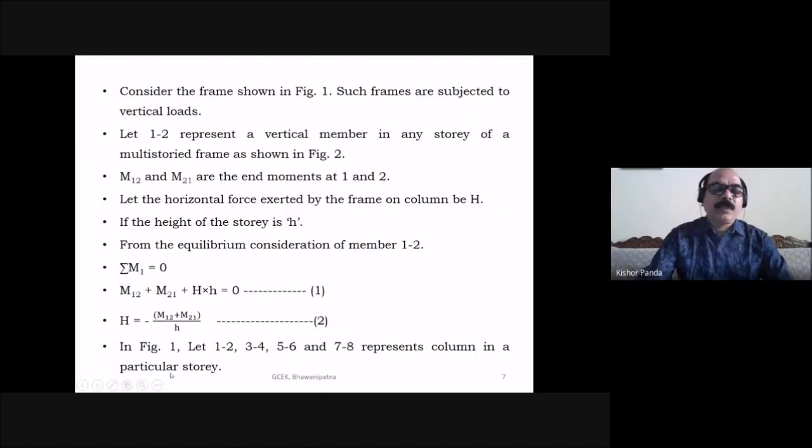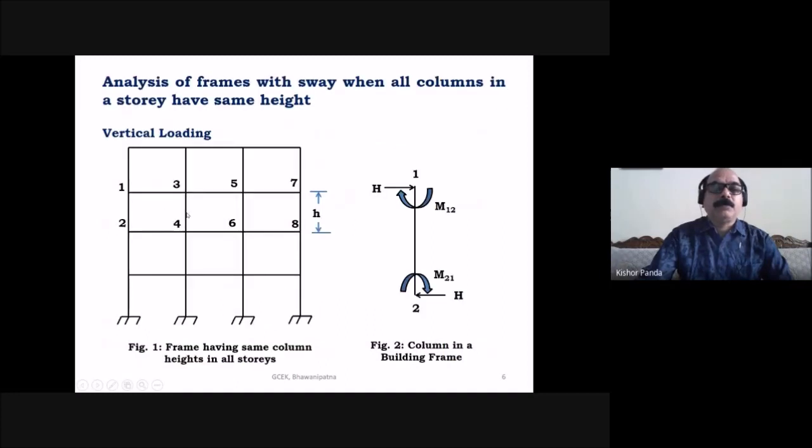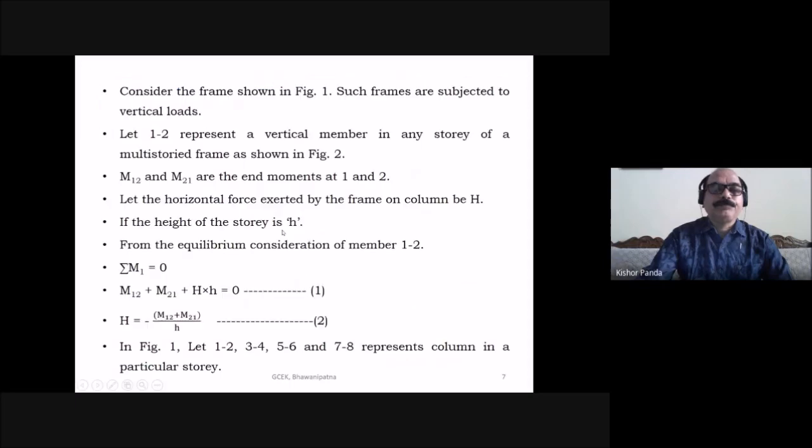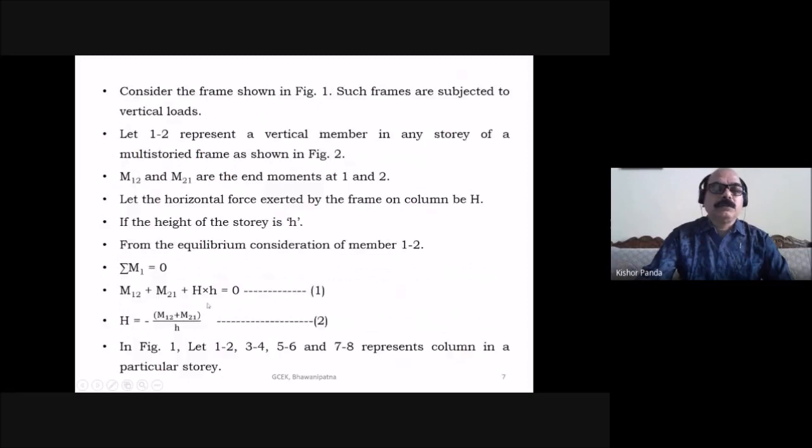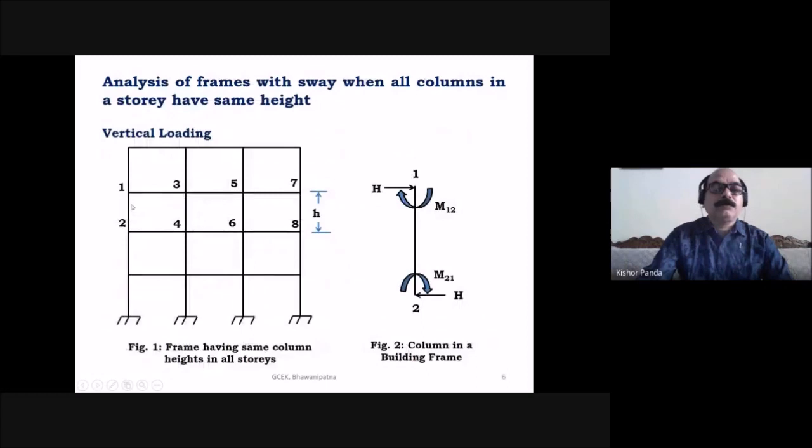This is equation 2. So in figure 1, let 1, 2, 3, 4, 5, 6, 7, 8 represent the columns in a particular story. These are the different columns in a particular story: column 1, 2, column 3, 4, column 5, 6, and column 7, 8. In this story, there are 4 columns. Applying equation 2 to all columns of the story, this is the horizontal force for one column. In this story, there are 4 columns, so take the summation of all the columns.